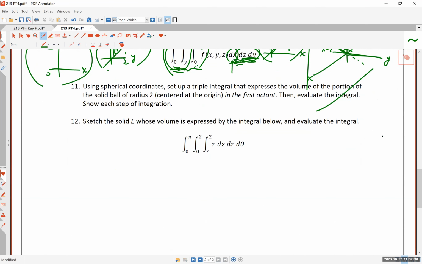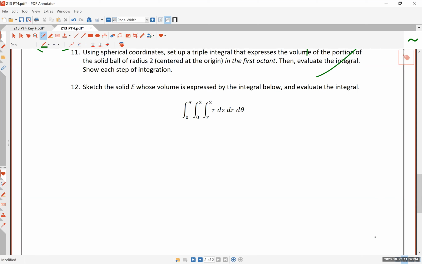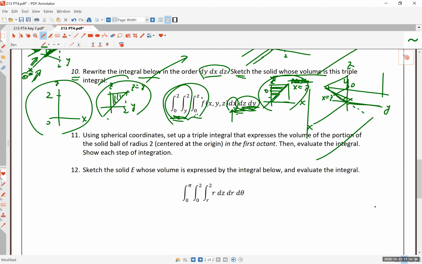We got 2 more questions, right? And so number 11: using spherical coordinates, set up a triple integral that expresses the volume of the portion of the solid ball of radius 2, centered at the origin, in the first octant. Oh, okay. So now they just want you to give like 1/8 of this. And then evaluate the integral.